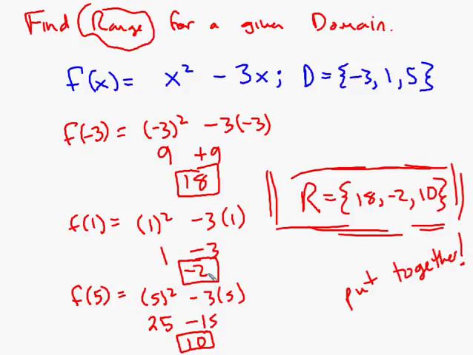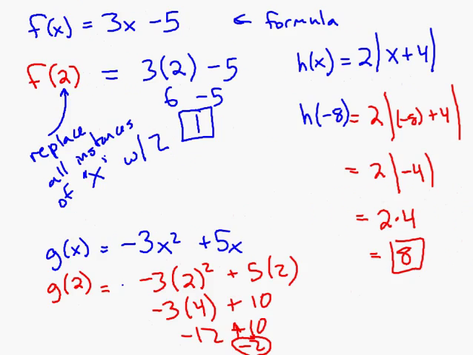Any questions on how to do that? Does anyone need to see another example of doing that? Be honest. Going once. Going twice. Sold to Mr. King. Okay.